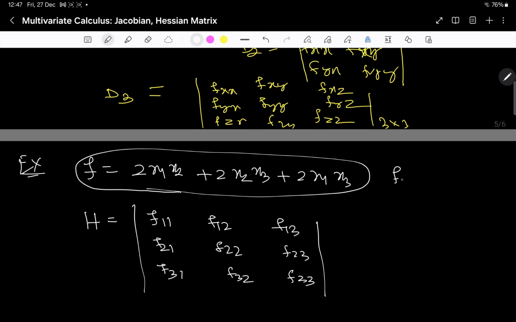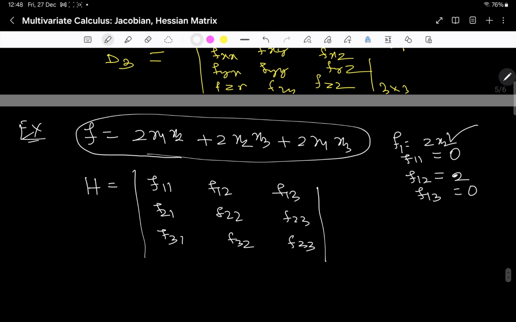What is f1? f1 is 2x2 plus 2x3. Now what is f11? It is 0, is it not? So what is f12? f12 means with respect to x2 we differentiate f1 again, which is 2. What is f13? f13 is 0. Similarly, what is f2? f2 is 2x1 plus 2x3.